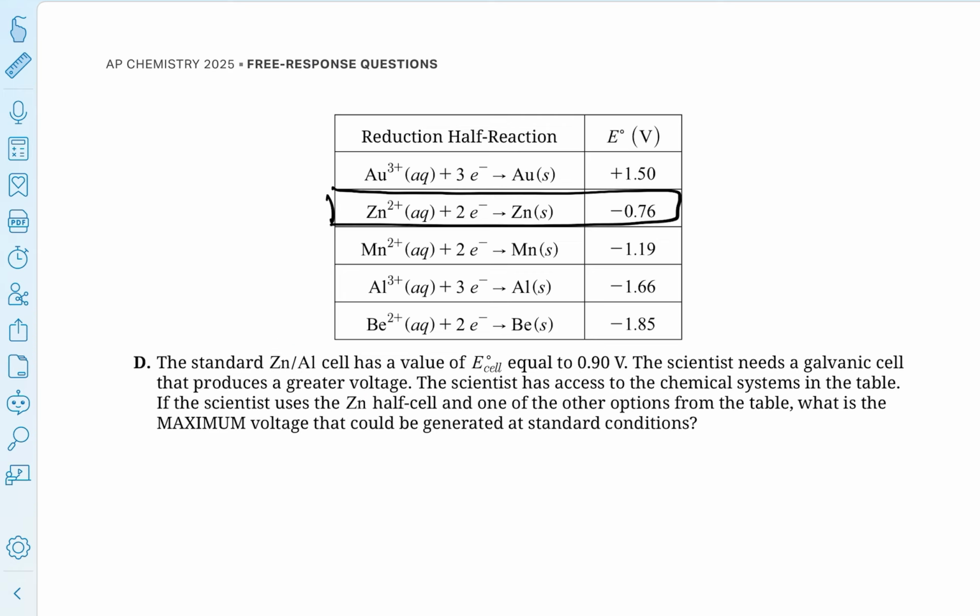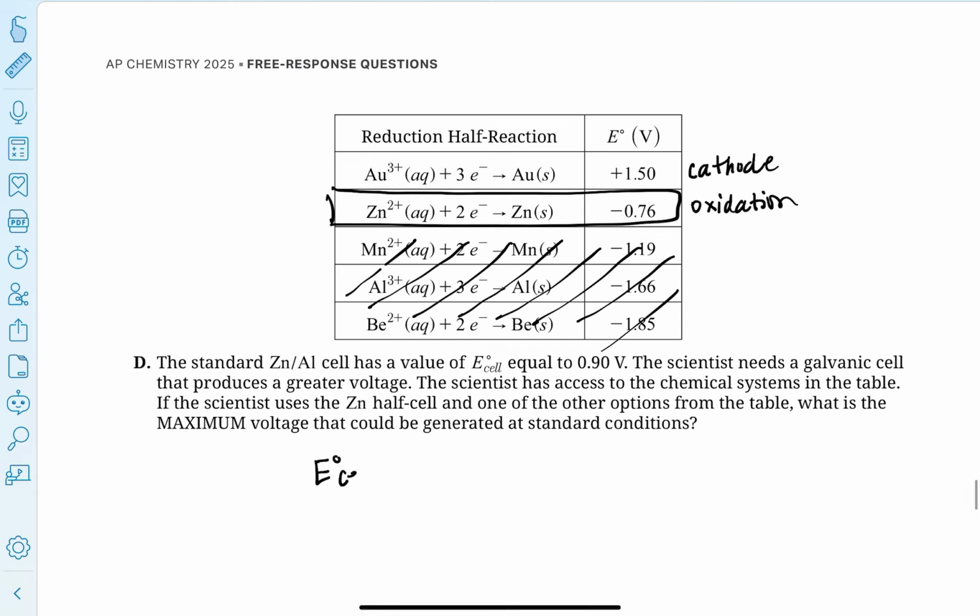And because it doesn't say in this part, like I said, because the zinc E value is negative, this will be my oxidation, okay, because it's more spontaneously oxidized. And then, I'm not using any of these as my anodes, so we can pretty much get rid of those. So that means the only thing left is gold. Gold will automatically be my cathode. And so I'm going to plug these into my E cell equation.